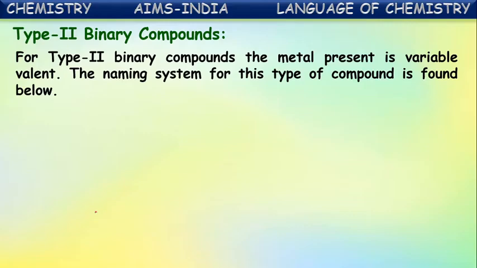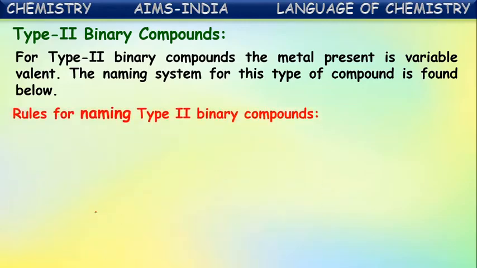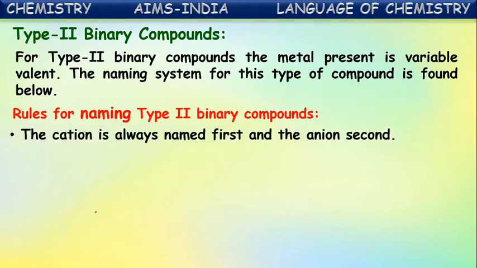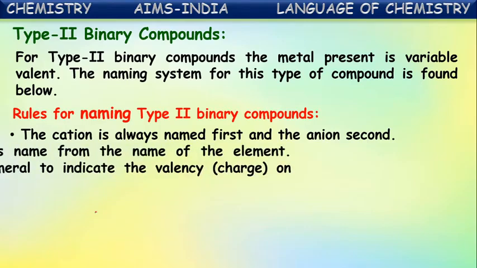The naming system for this type of compounds is given as follows. In this also, let us see some rules for following this. First, the cation is always named first and then anion second, as for the first system we have given. Here also, first cation name is written and then anion name.